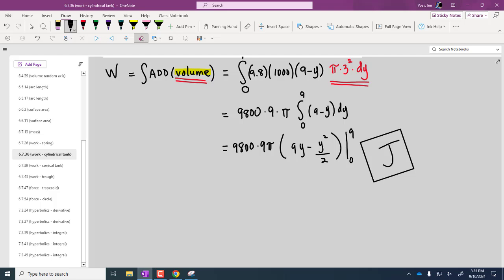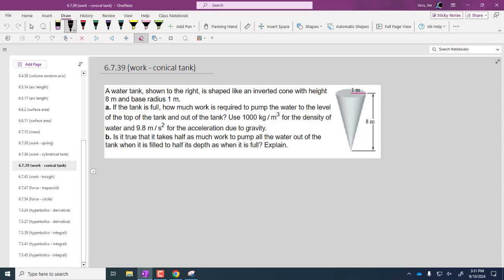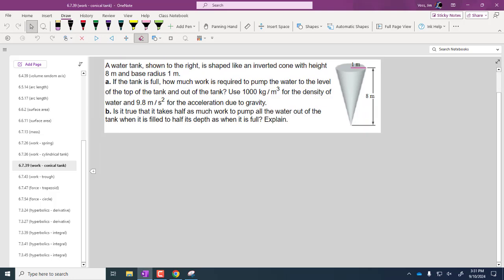So let's up the ante a little bit. Let's go to a conical tank. A conical tank is like one that's right in the middle. It's not the hardest, it's not the easiest. So let's do a conical tank. So there's our conical tank. Once again, we are finding work, and work is the integral of ADV, volume.